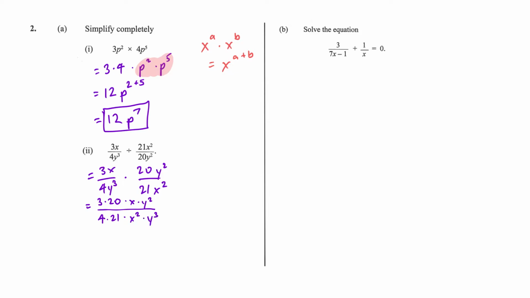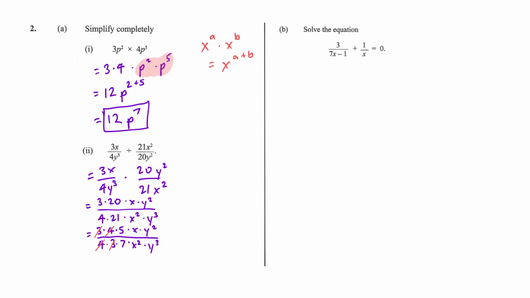Now to simplify some of the numbers, what I can do is factor. I have 3 times 20 I can rewrite as 4 times 5. And then I have times x times y squared divided by 4 times the 21 here I can rewrite as 3 times 7, and then times x squared times y cubed. So notice that we have 3 as a common factor in both the numerator and denominator, so those will cancel out. And similarly, the 4 will cancel out because that's a common factor in both the numerator and denominator.